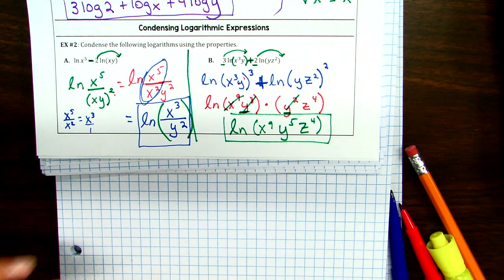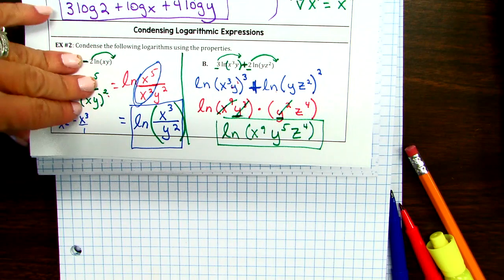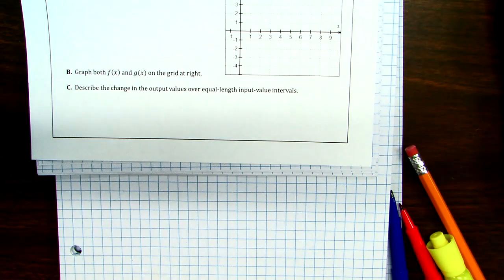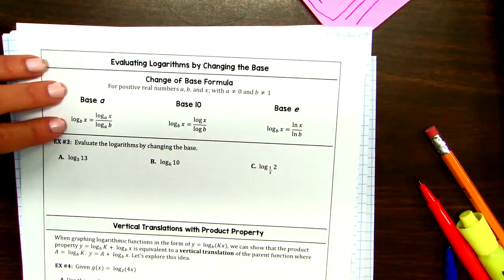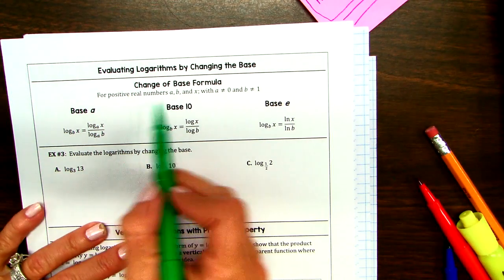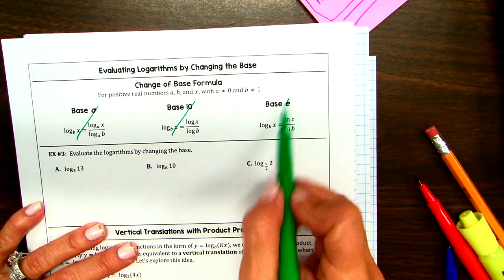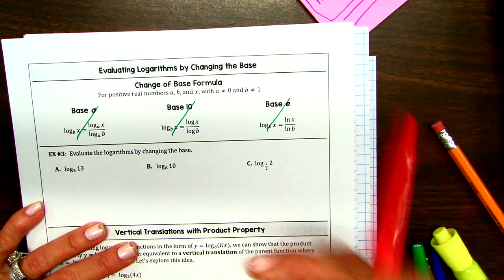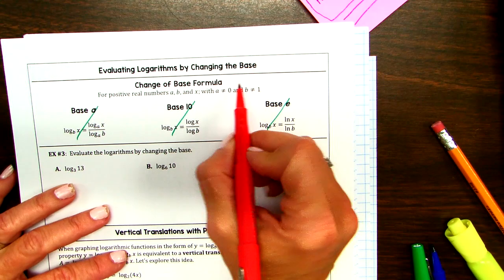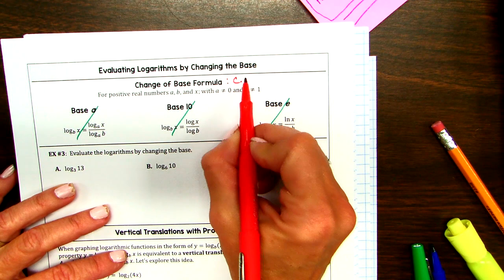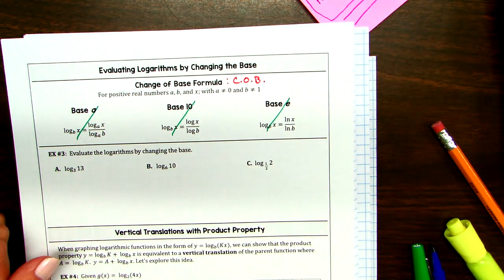Okay, I'm going to do some of the homework with you. All right, look at the next page. I don't like the way she did these notes, okay? So for the change of base formula, you write mine down. Change of base, and I'll explain what it means and what it's for in just a second. You'll see me write COB. You know, I'm all about my abbreviations.